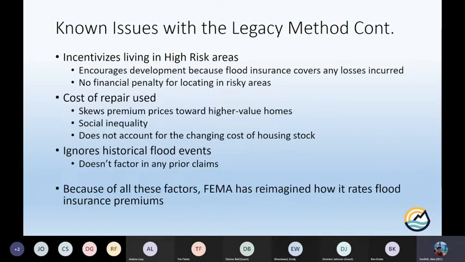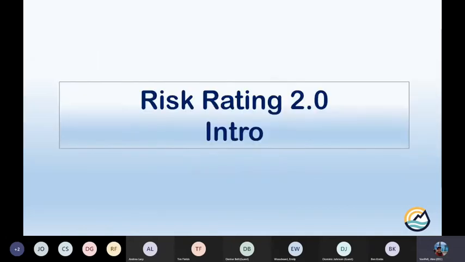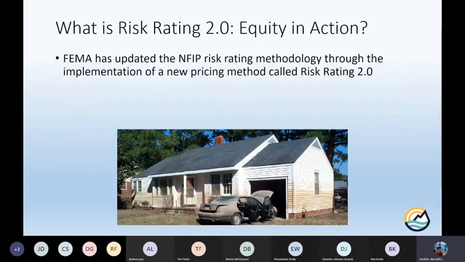Because of all these issues, because of all these factors, FEMA, over about the past 5 years, has reimagined how they look at how they rate flood insurance premiums. And what they've come up with is what they're calling Risk Rating 2.0, which is what we're here to talk about today. So to give you a quick insight into what Risk Rating 2.0 is, they're updating how they calculate risk and using that as their new pricing method.